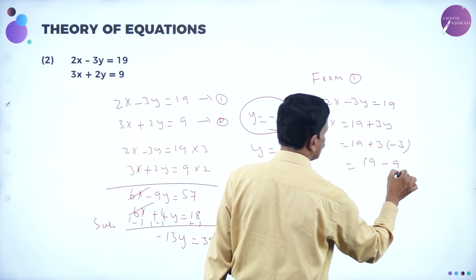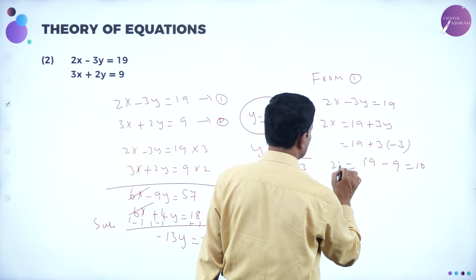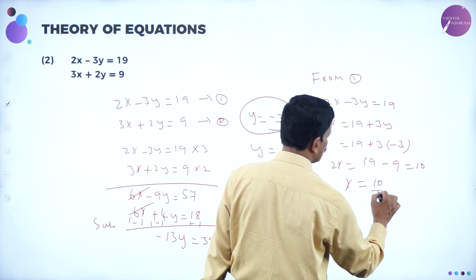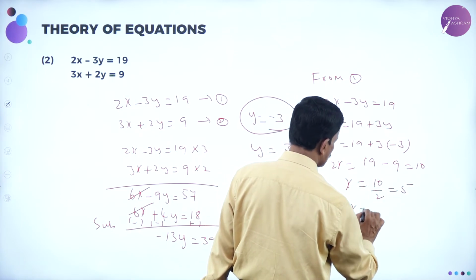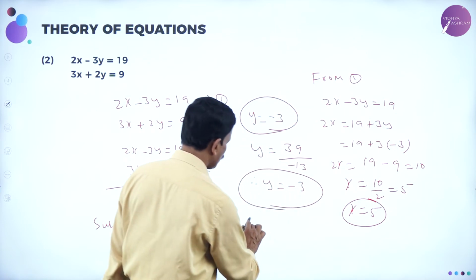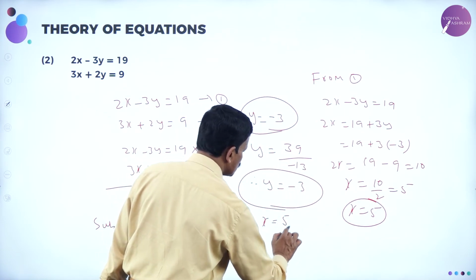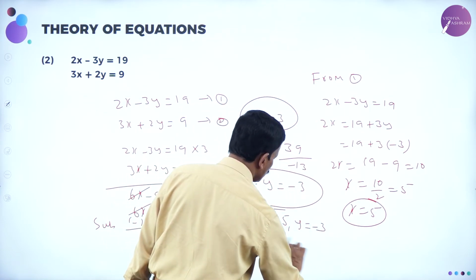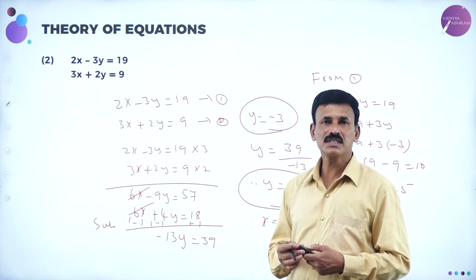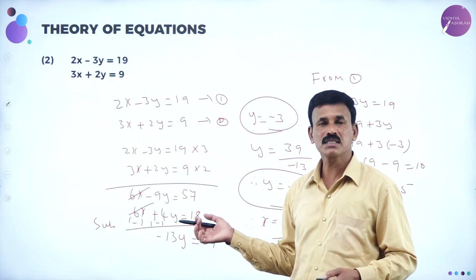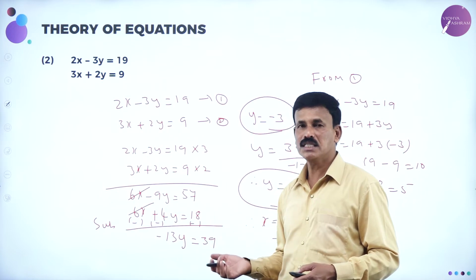This is 19 minus 9 is 10. 2x is equal to 10. x is equal to 10 by 2 is 5. x is equal to 5. So, therefore, the values of x and y are x is equal to 5, y is equal to minus 3. That's it. Solving the simultaneous equation by this method is called the method of elimination.